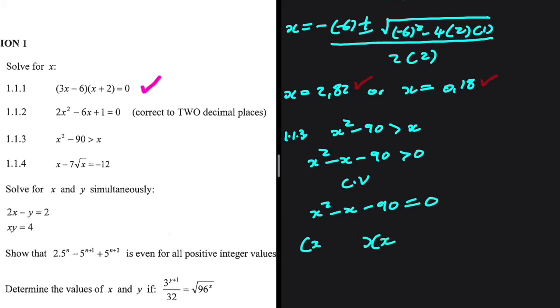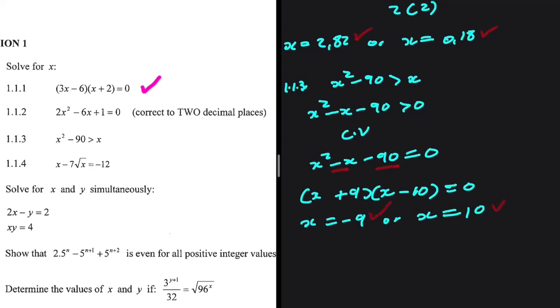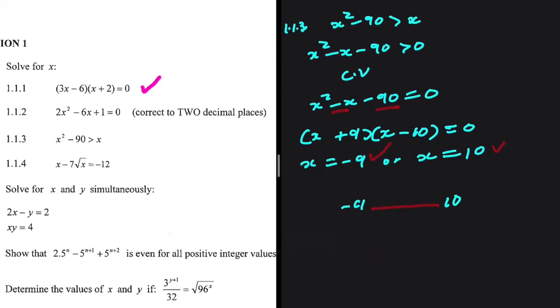In factorizing this, we are looking for two numbers that when we multiply, we get minus 90, and when we add, we get minus 1. That is plus 9 and minus 10 equals 0. So x equals minus 9 or x equals 10. These are our two critical values. There's one thing we need to figure out. Our critical values are minus 9 and 10. We need to see if our answer lies between minus 9 and 10 or outside of that range. So let's go ahead and find out.